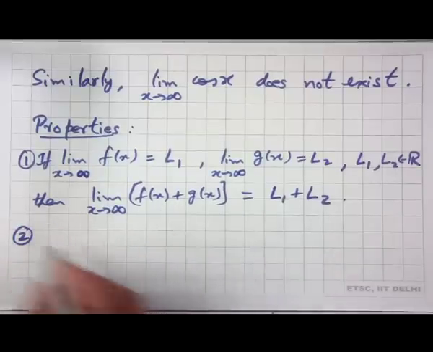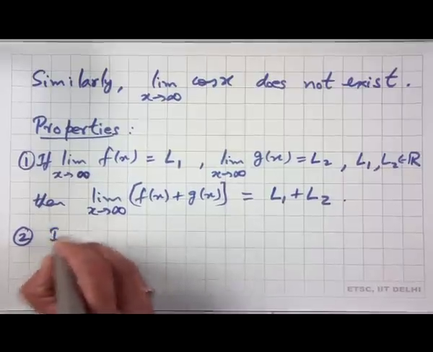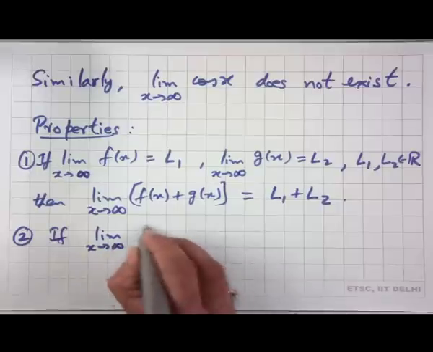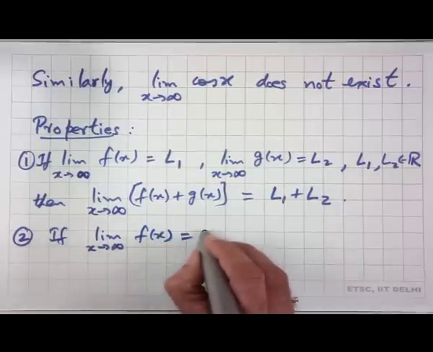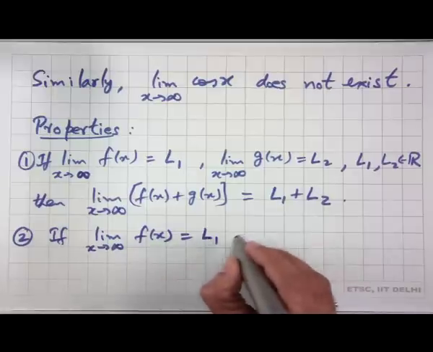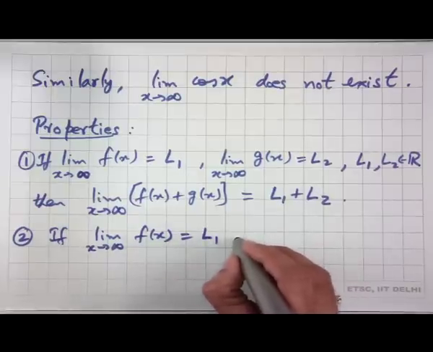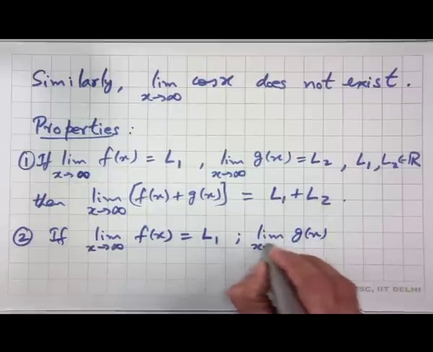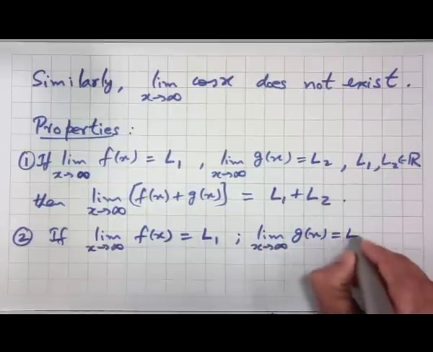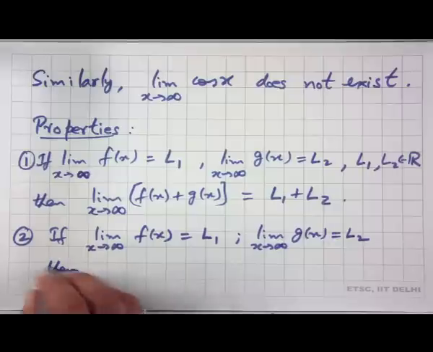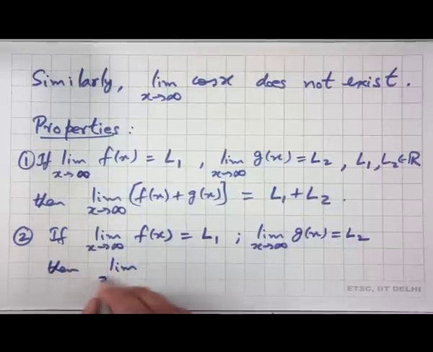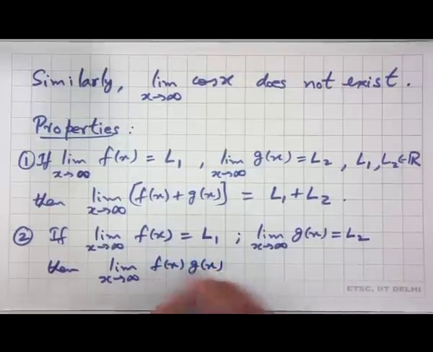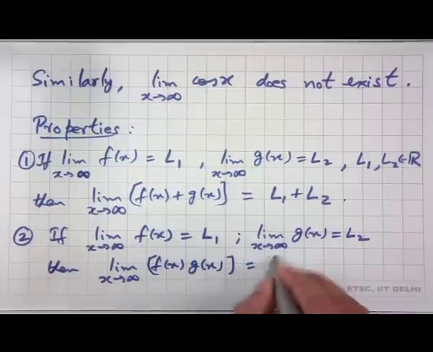Similarly, if the limit of f of x is L1 and the limit of g of x is L2, then the limit of the product f x times g x is equal to L1 times L2.